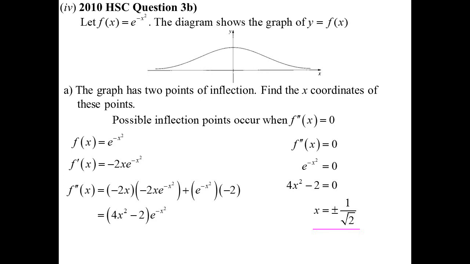Now, the thing is, when we're doing inflection points, they're only possibilities. Normally, I would go and check and test whether they are actually inflection points. Don't need to for this one, because they told me it has 2 points of inflection. I ended up with 2 possible answers. Therefore, they must be the points of inflection. I don't actually have to go and check. They asked for the x coordinates, so I don't need to worry about finding the y values. X is plus or minus 1 on root 2.